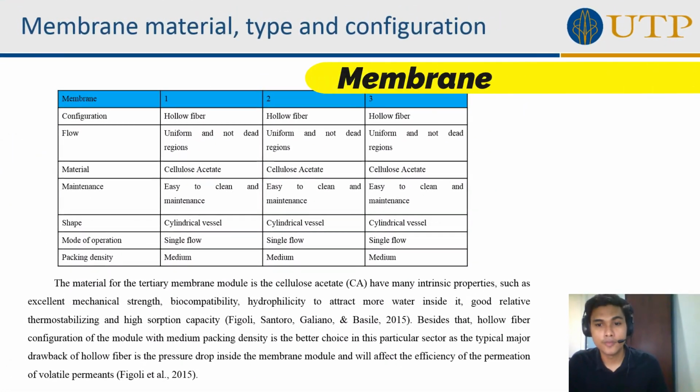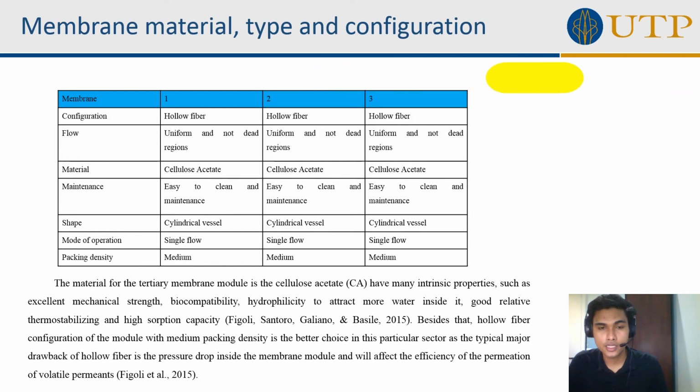Next is our membrane configuration. As you can see in this table, there are 3 types of membrane: primary, secondary, and tertiary. The configuration for the 3 membranes is the same, which is hollow fiber, and the flow is also the same, which is uniform with no dead region. The material used for the 3 membranes is cellulose acetate. Why do we choose cellulose acetate? Because it is easy to clean and easy to maintain.